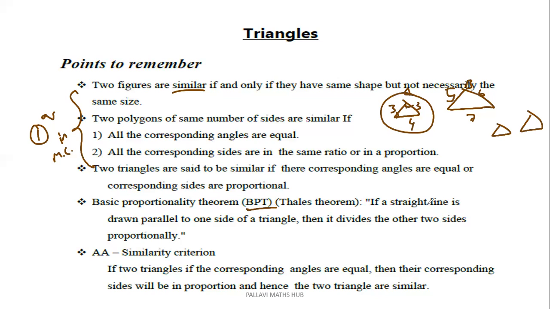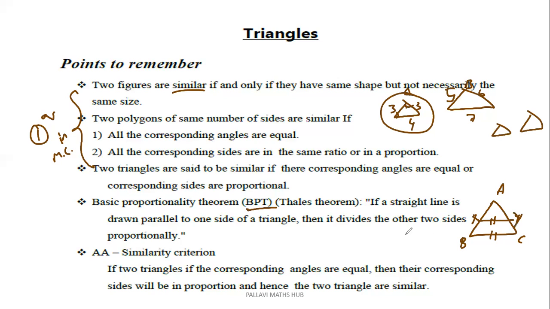Statement is: if a straight line is drawn parallel to one side of a triangle, then it divides the other two sides proportionally. Yes, this is very easy. This is triangle A, B, C. This is a straight line drawn parallel. This line is parallel to the other side. The straight line is drawn parallel to one side of a triangle. Then this divides, I call these points X and Y. This line divides the other two sides proportionally.